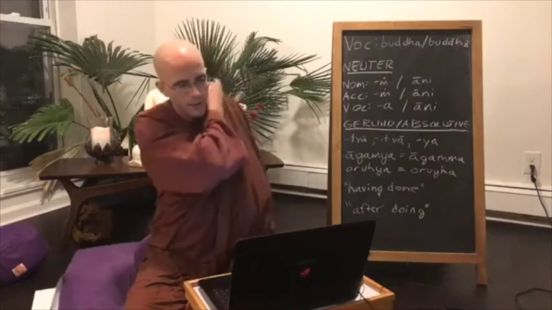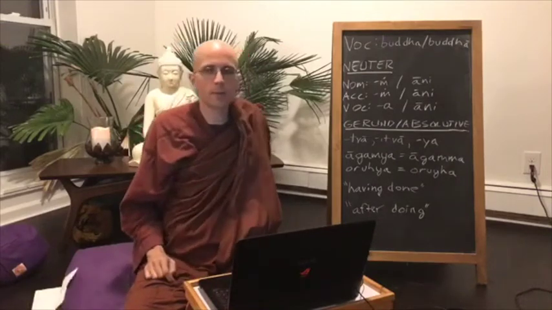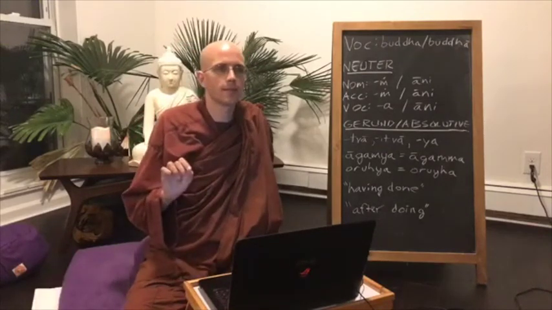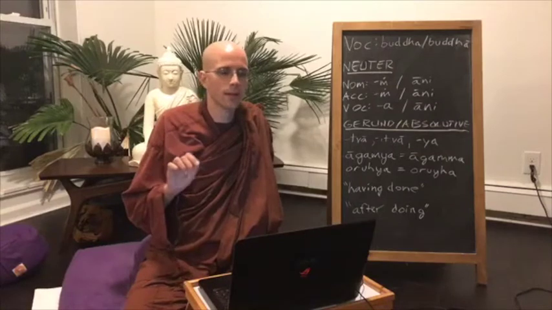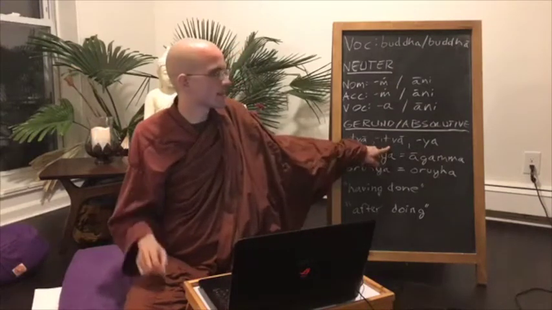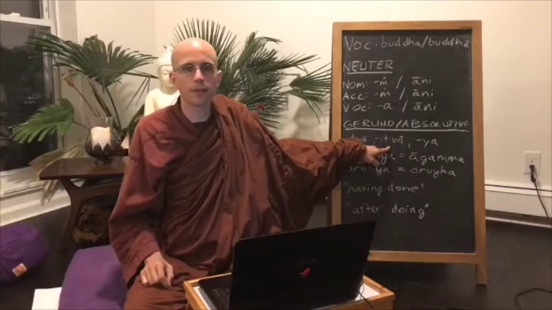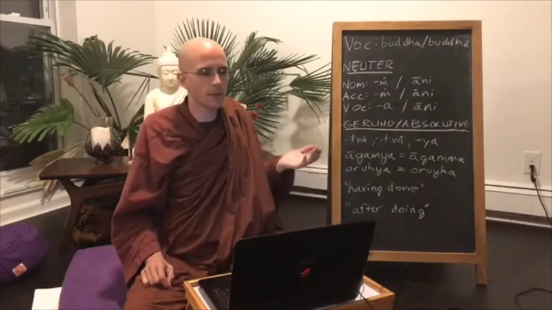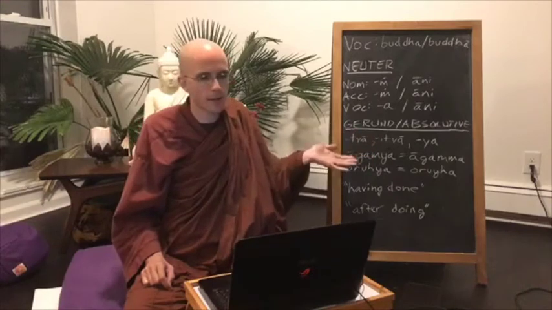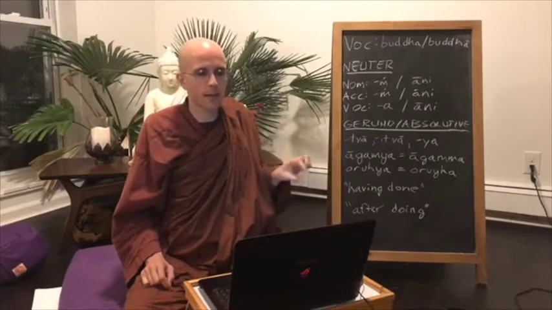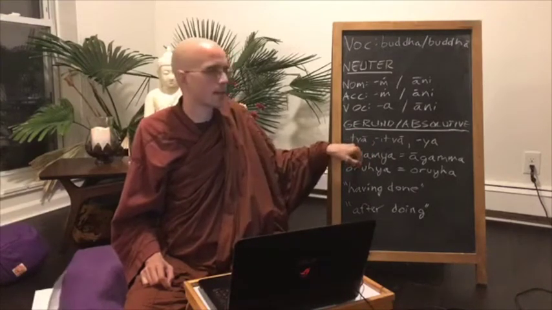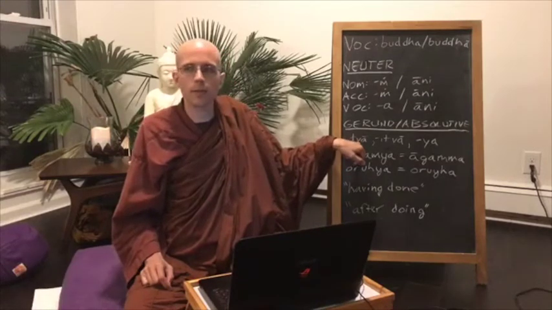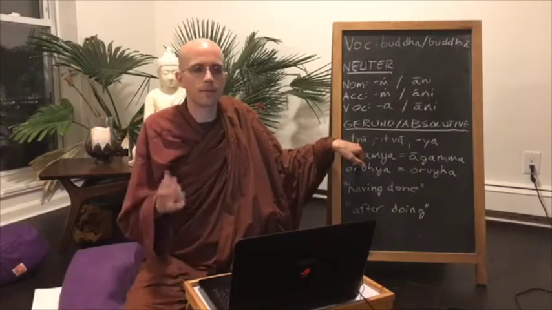Some examples in the text are from the verb pacati, which means cooks. We have pacitvā. Pacitvā means having cooked or after cooking. From khādati, we get khāditvā, having eaten. From hanati, we get just hantvā, so with no connecting vowel.